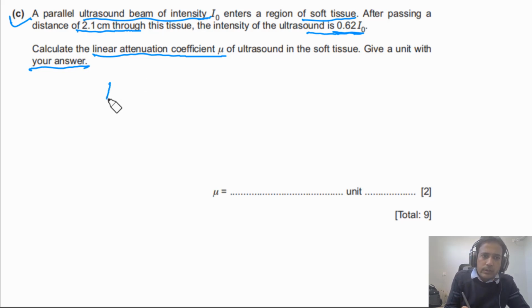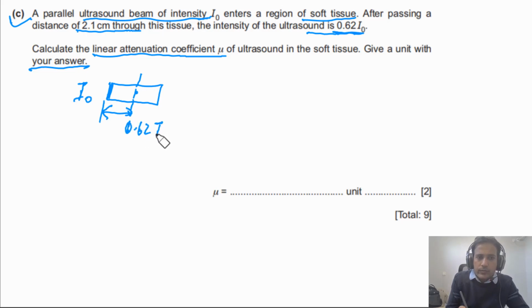In this case, we can simply imagine this is soft tissue. The incident intensity is I naught. Let's say it has traveled this distance inside the tissue. The intensity at this point is 0.62 I naught, and the distance traveled is 2.1 centimeters. So we need to find out what the value of mu is.